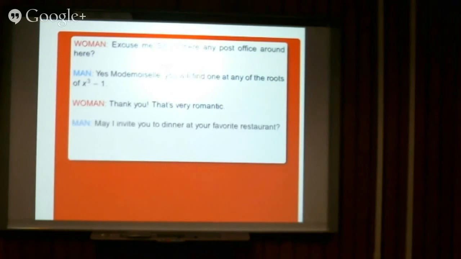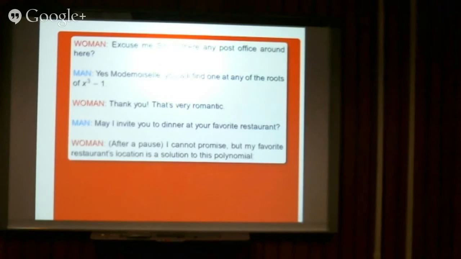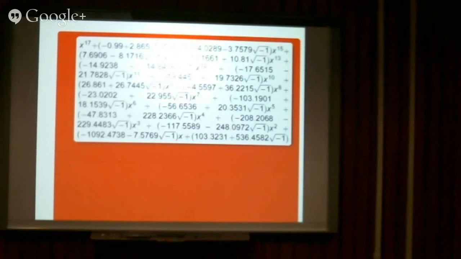Woman: Thank you, that's very romantic. Man: May I invite you to dinner at your favorite restaurant? The woman, after a pause: I cannot promise, but my favorite restaurant's location is a solution to this polynomial. So she gives this polynomial equation to the man.